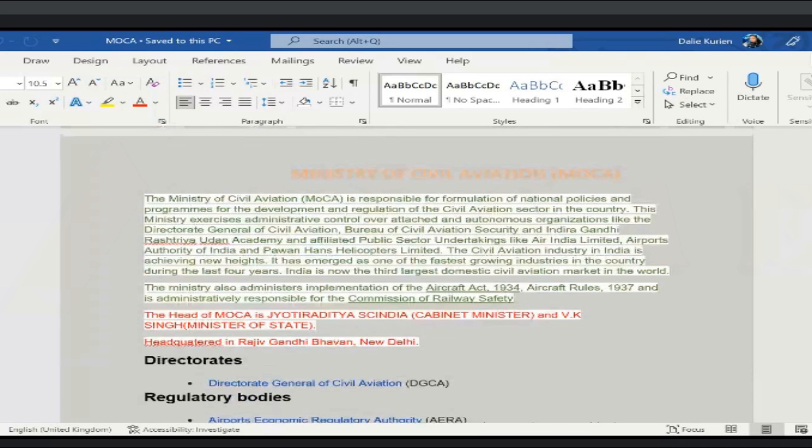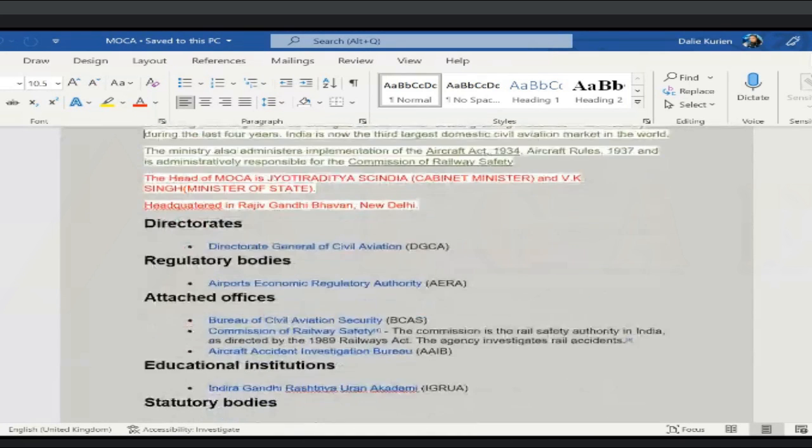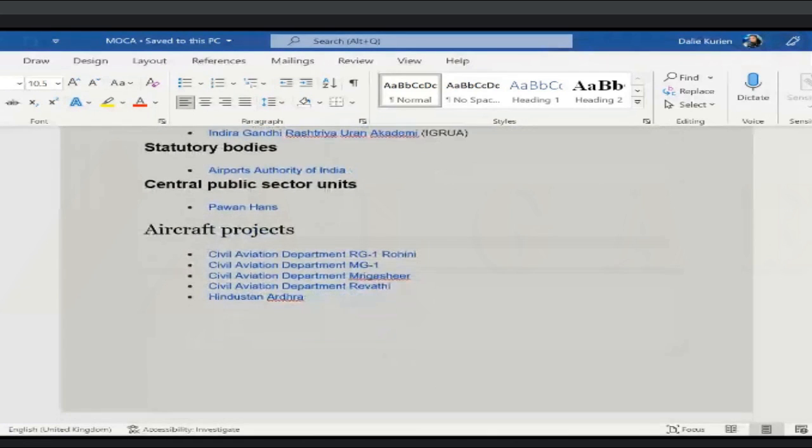Now, your aircraft projects are like Civil Aviation Department, Rohini, Civil Aviation Department MG1. These are all the projects which MOCA had brought into action. So projects are not that important. There's no need to remember that. It's just for your knowledge. I have put that up.